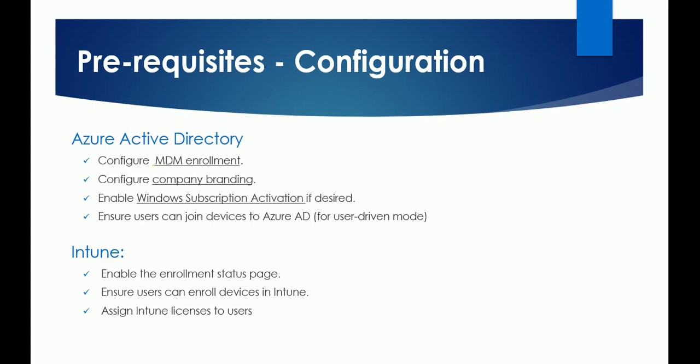Ensure the user can enroll the device in Intune. The user should have the proper rights, enough rights allocated, so that the user is able to add the device into Intune. Assign the Intune license to the user. The user should have the Intune license, either your EMS or your Intune suite or anything else, whatever type of license you are using, that should be allocated to the user.